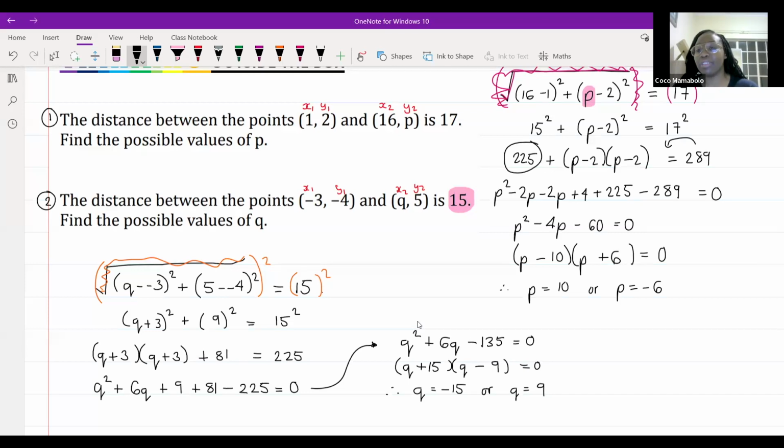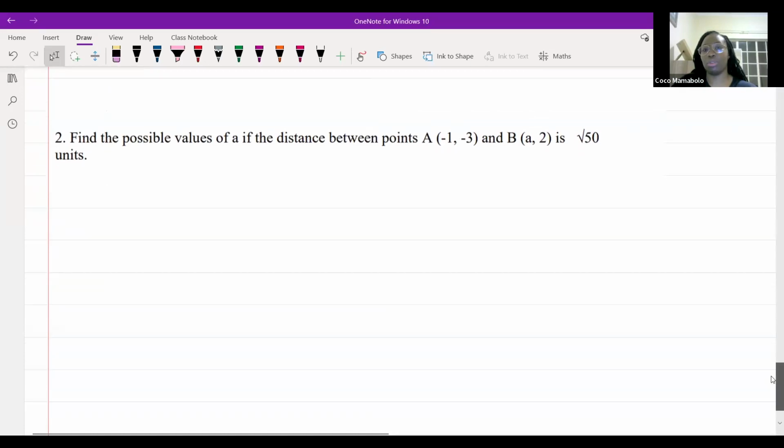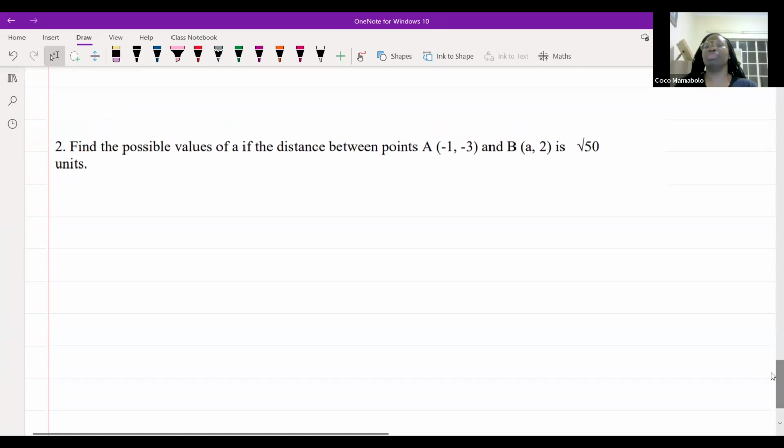All right, can I give you one more to try on your own? I'm not going to show you any instructions on the screen. Okay, take it away. There's no more studying. Okay, there we go. There is your example. Find the possible values of A if the distance between 2 points A and B is the square root of 50.